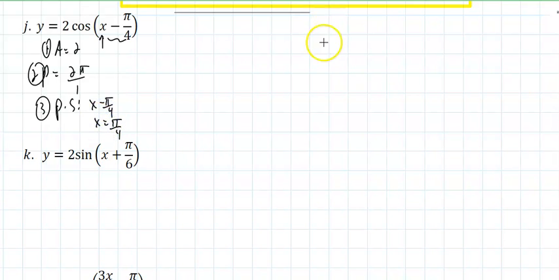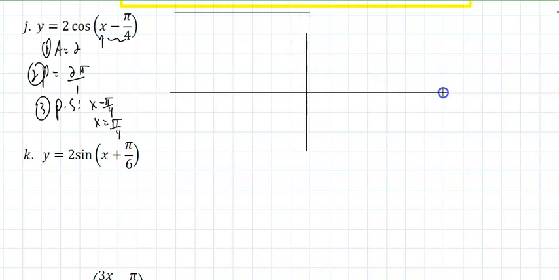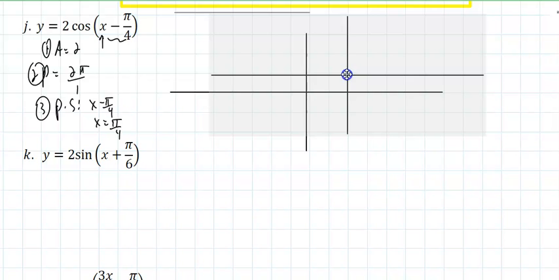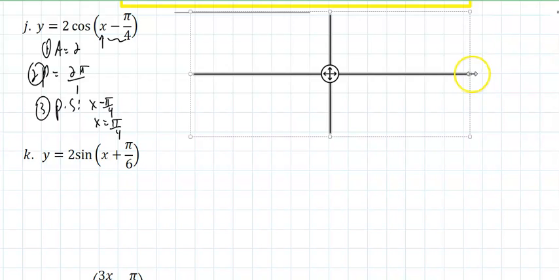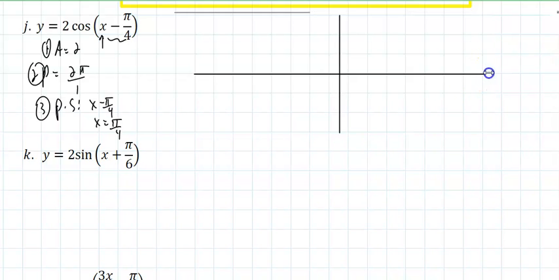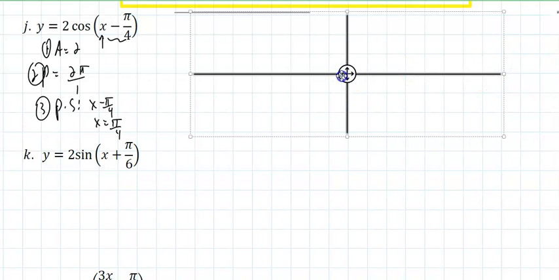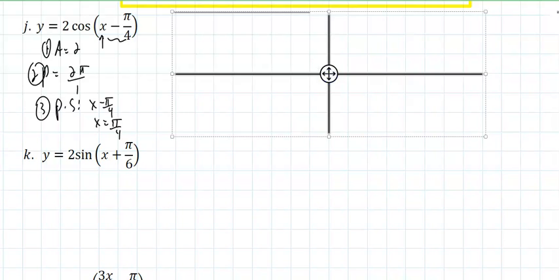So the original x and y will be provided. You have to show on it what's happening. And let me extend that just a bit. So the way it works, I would start with my shifts first.